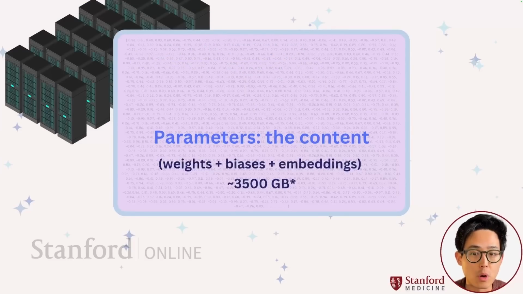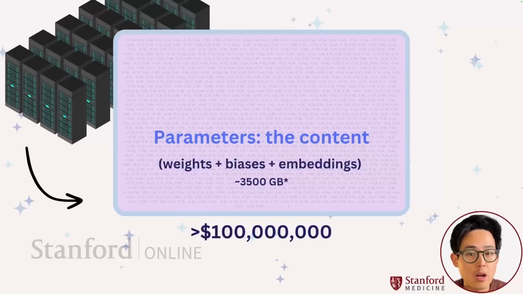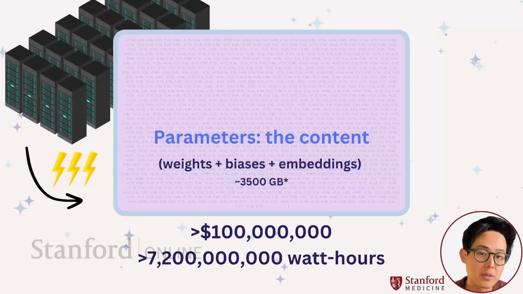And for GPT-4, the training process to figure out exactly what these 3,500 gigabytes of numbers should be costs OpenAI an estimated $100 million and around 7,200 megawatt hours of electricity, which is enough juice to power a small town for a few months. The scale of compute, of infrastructure, and of time required to train a new frontier model from scratch means that pretty much only the largest companies can afford to do something like this.